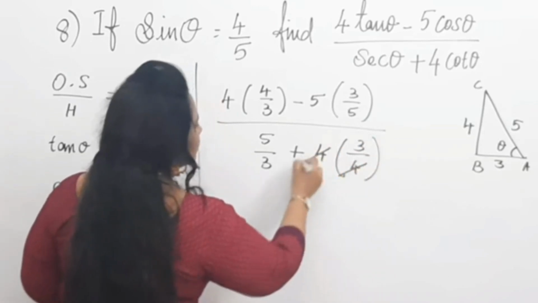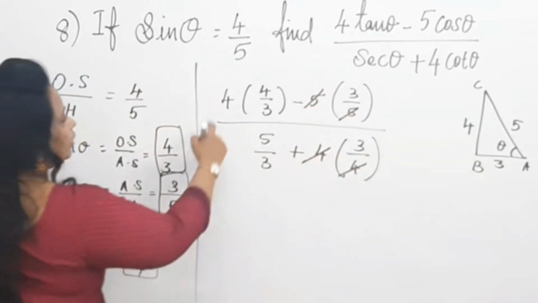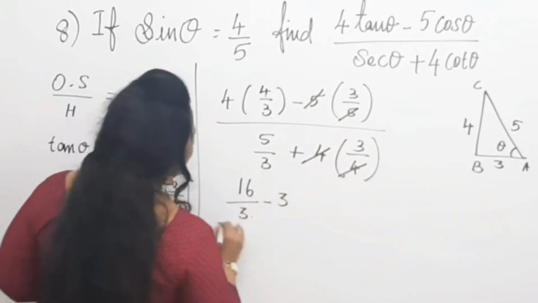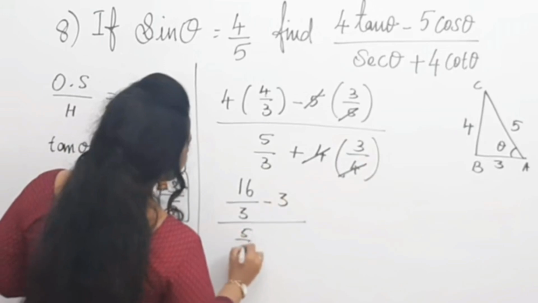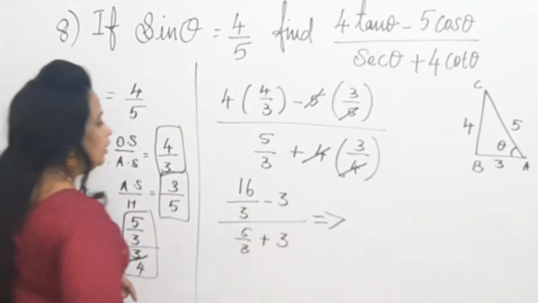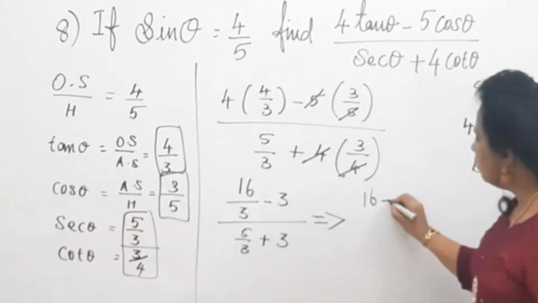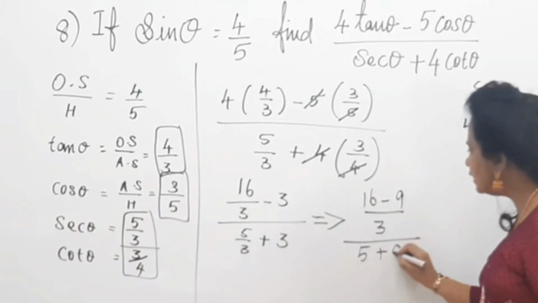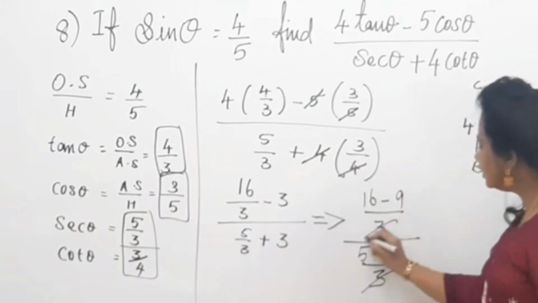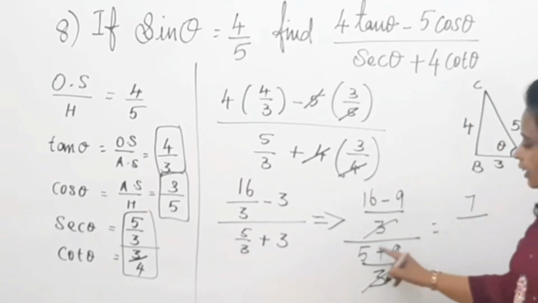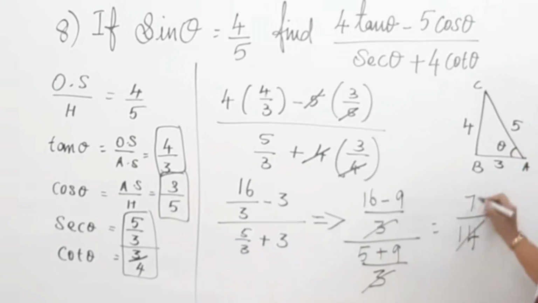Now you will understand getting cancelled. So I would go for (4 fours are 16 divided by 3 minus 3) whole thing divided by (5 by 3 plus 3), which implies I take the LCM. So this would become (16 minus 9 by 3) whole thing divided by (5 plus 9 by 3). Now 3 gets cancelled. 16 minus 9 is 7 divided by 9 plus 5 is 14. Get it cancelled. I get my answer 1 by 2.